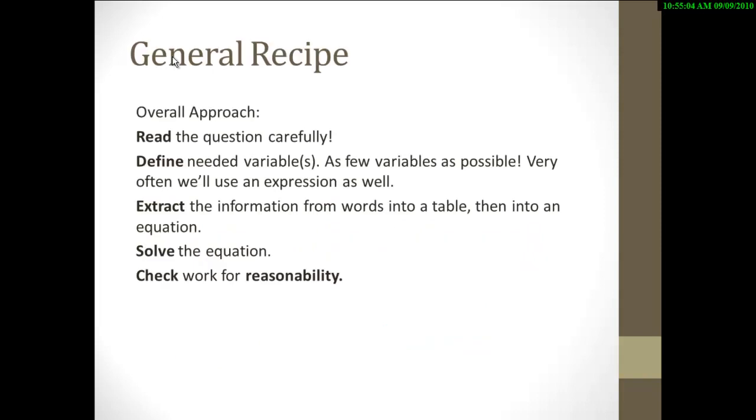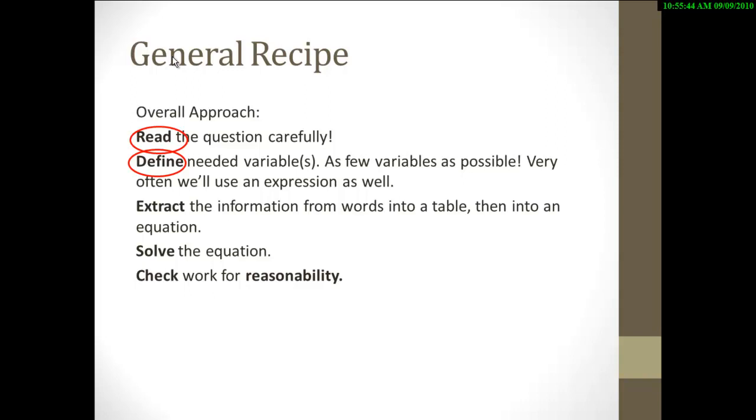Alright, now on to the general recipe for dealing with mixture problems, and more generally any type of word problem. The overall approach is actually pretty intuitive. First, you're going to want to start out by reading the question carefully. Reread it again if you have to, more than twice even, to make sure that you understand what it is you want to find. After you've read the question over carefully, then define the needed variable or needed variables. Try to keep it to as few variables as possible to make things simple for yourself. Right? So always try to minimize the number of variables that you have.